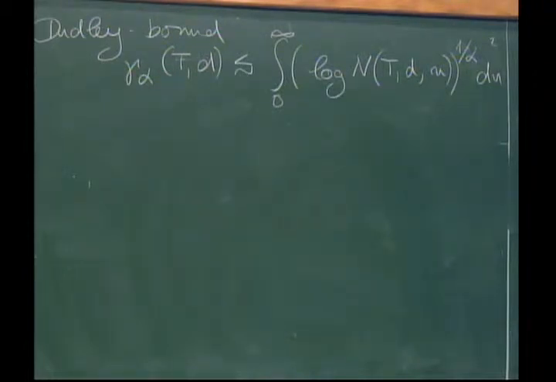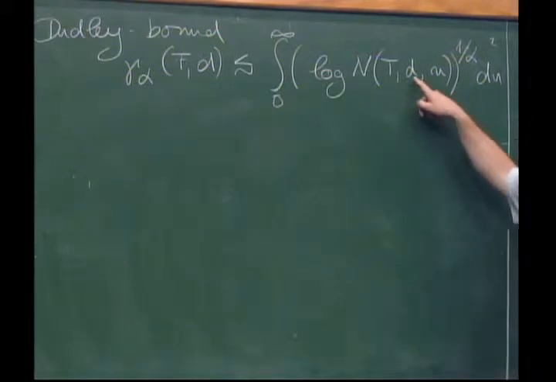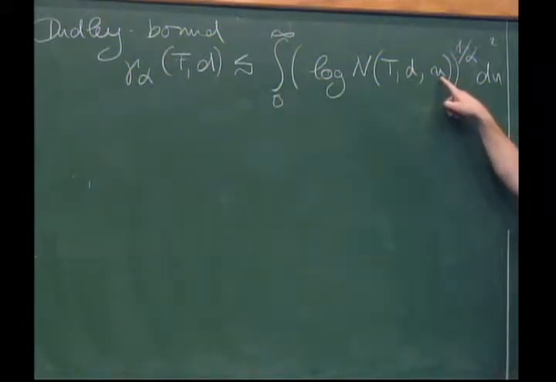And is everybody familiar with covering numbers? Okay, so that's the number of balls with respect to the metric D and radius U that you need in order to cover the set T.